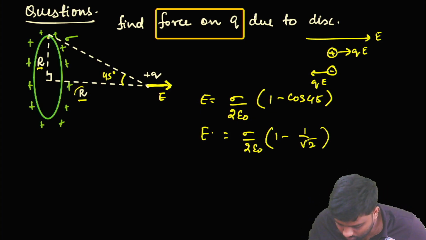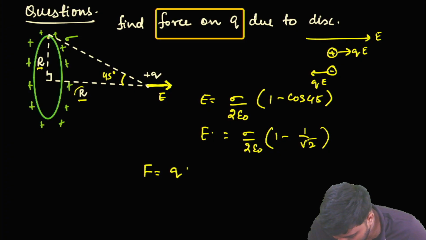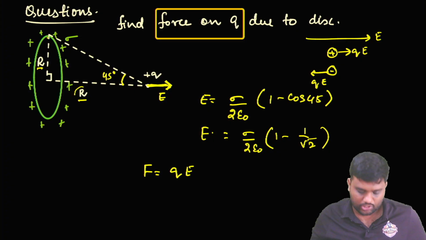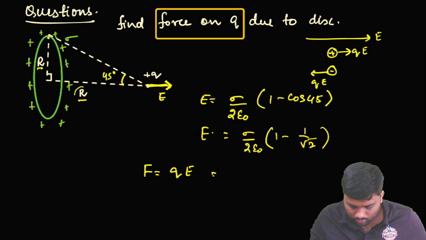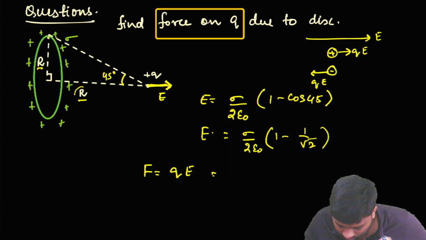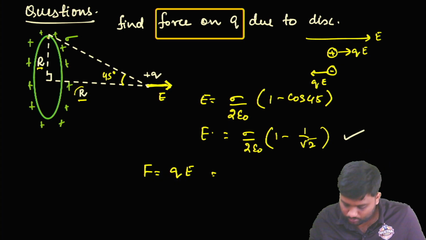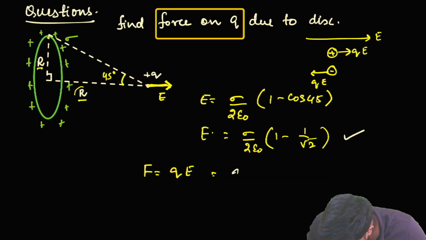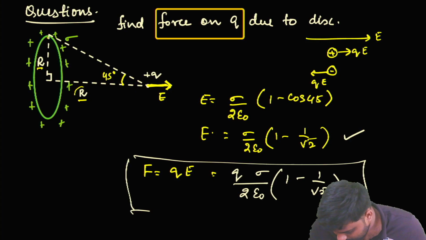But they asked you what force. Force is equal to what? If there is an electric field, the charge is going to experience QE force. That means force is equal to q times the electric field. Electric field is sigma by 2 epsilon naught 1 minus 1 by root 2. Charge, you write down charge. So the force is q sigma by 2 epsilon naught 1 minus 1 by root 2. This is the answer.